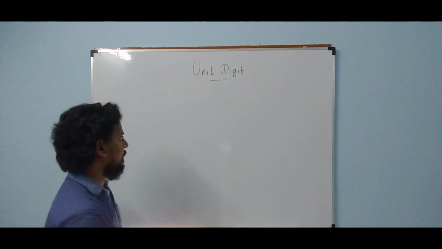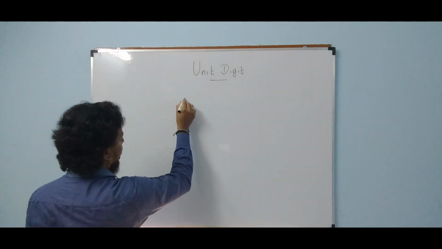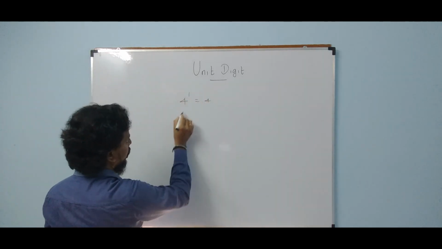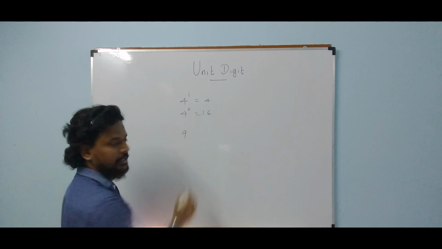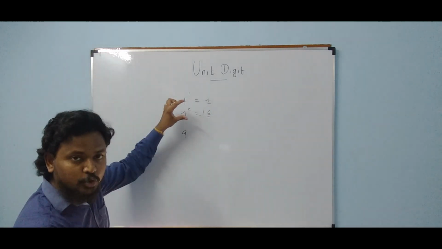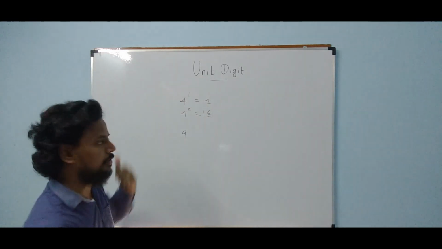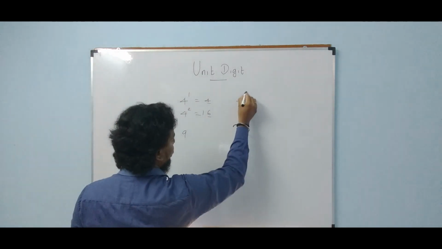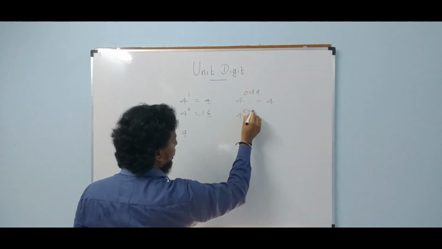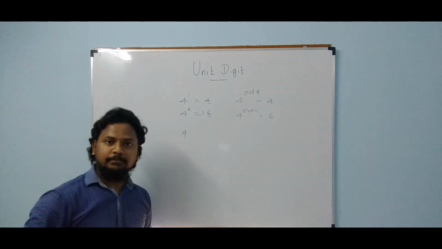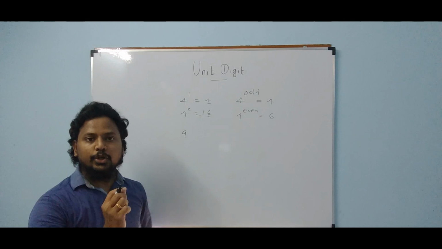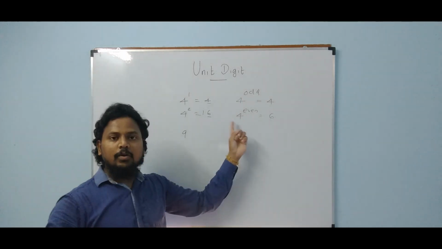Two more numbers are there, nothing but 4 and 9. What is 4 to the power 1? Which is equal to 4. What is 4 to the power 2? Which is 16. What is the last number here? 4. What is the last number here? 6. So these two are the cyclicity for last number 4. That is, 4 power odd always gives the answer 4, and 4 power even always gives the answer 6. Always 4 power odd will give you 4 as a unit digit, and 4 power even will give you 6 as a unit digit.